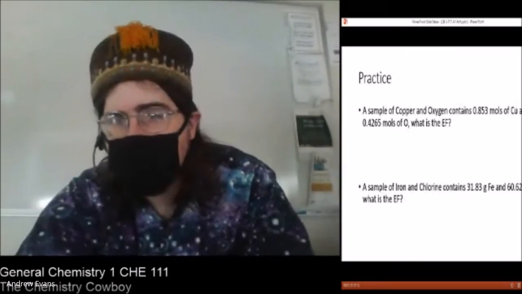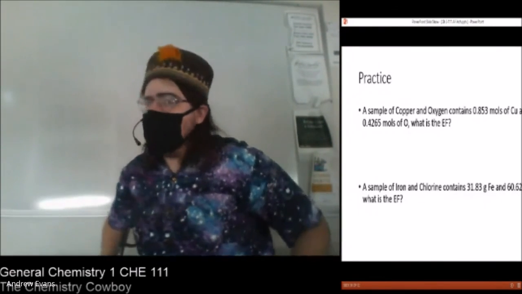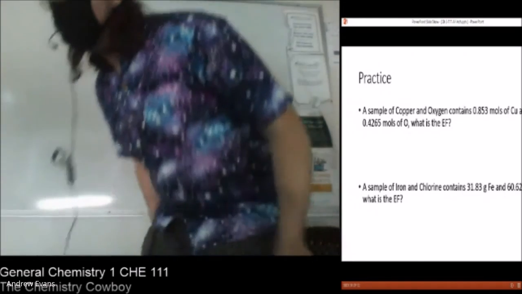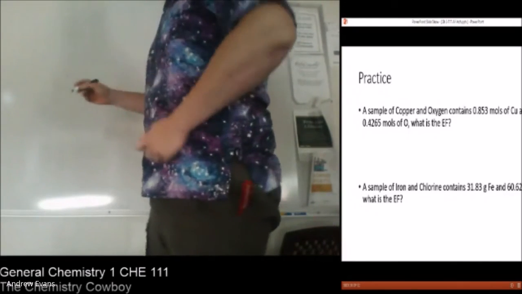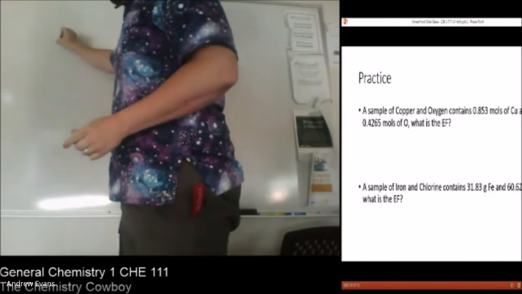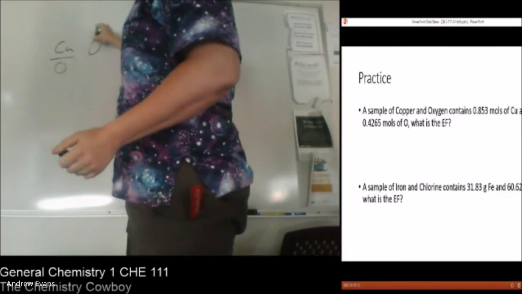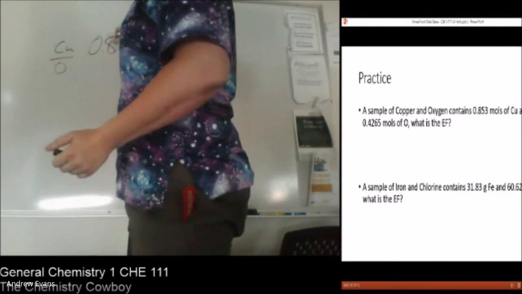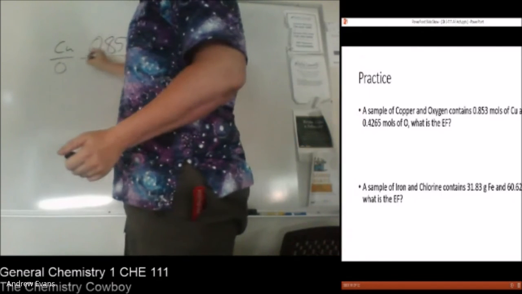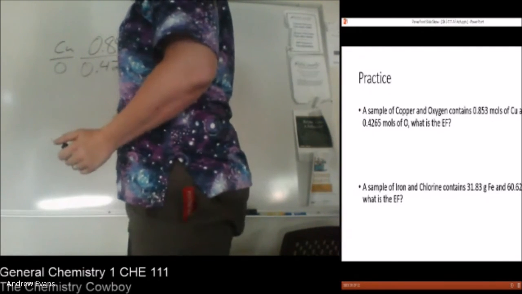Looking at that, we have moles and moles. So what are we doing? We are just going to compare the two. We're going to find the simplest whole number ratio. So copper to oxygen is going to be 0.853 divided by 0.4265.